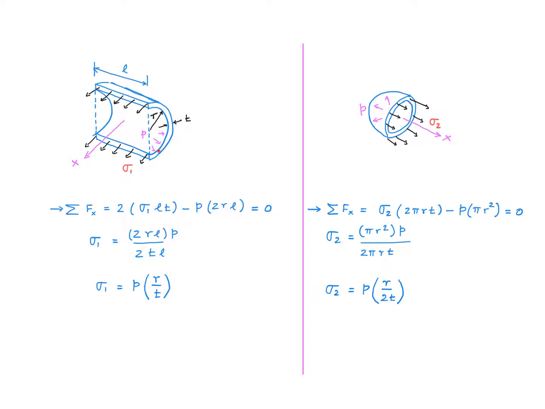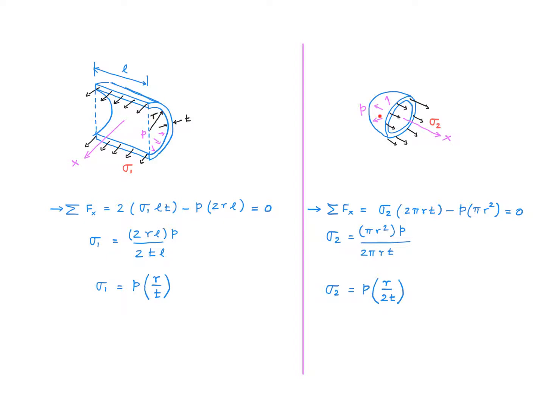The force due to the internal pressure P in the direction x, on the basis of the results we derived in the earlier slide, would be simply P multiplied by this area right here. That is the projection of this cylindrical part in the direction perpendicular to the x-axis, and that area is L multiplied by 2R. Those are the two forces acting on this free body diagram, and therefore the sum of them in the x direction must be equal to 0. That gives us this expression for sigma 1: sigma 1 equals P times R over t.